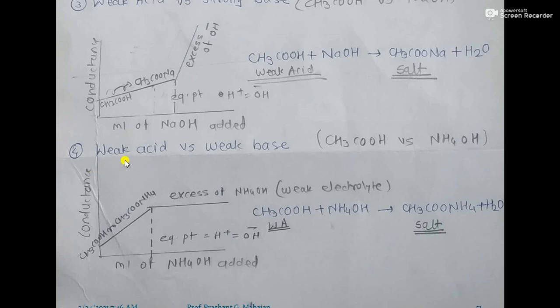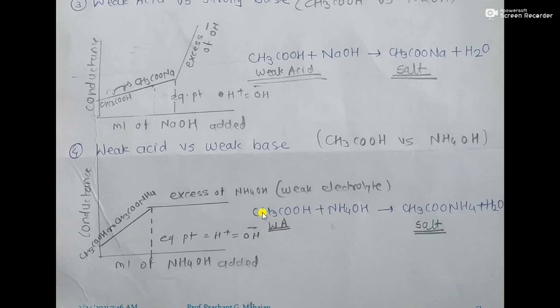Then the fourth one, weak acid versus weak base. So we have taken a weak acid, acetic acid, in the beaker and NH4OH as a weak base in the burette. So you can see the titration. First of all, you take acetic acid in a beaker, dip the conductivity electrode, measure the conductance at 0 ml first, note it down, then add 1 ml of NH4OH, note down the conductance, then 2, 3, 4, 5, 6 like that. You have to add 1 ml each time and note down the conductance.